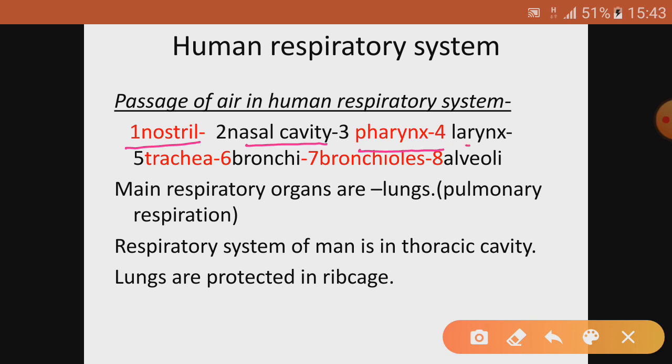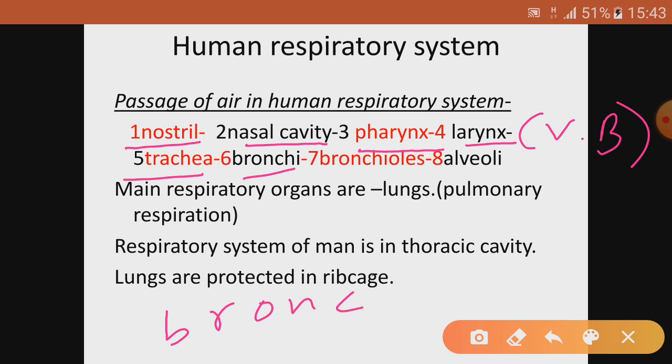Then air comes to the larynx, that is also called voice box. Then it comes to the trachea. Trachea is commonly called windpipe. Then the trachea gets divided into two bronchi. Bronchi is plural and its singular is bronchus. Because the trachea, the windpipe, gets divided into two, these two are known as bronchi. Singular, it is called bronchus.